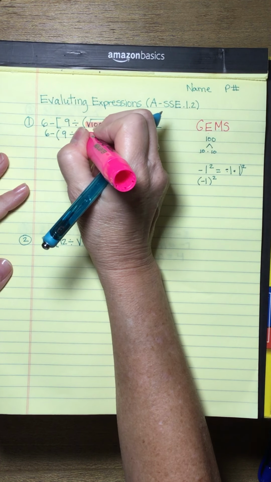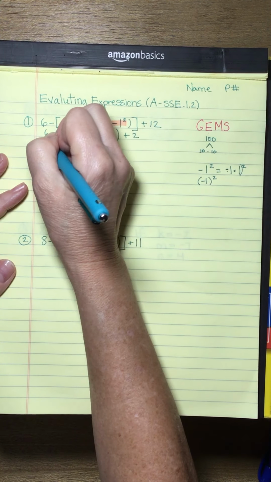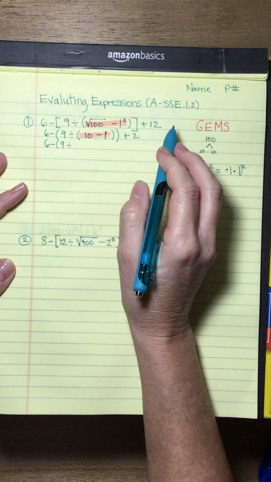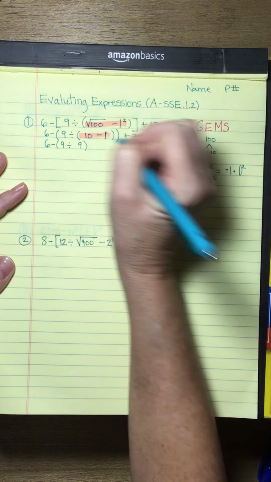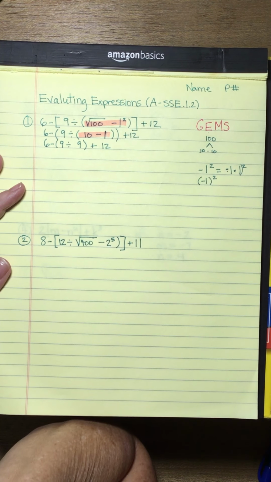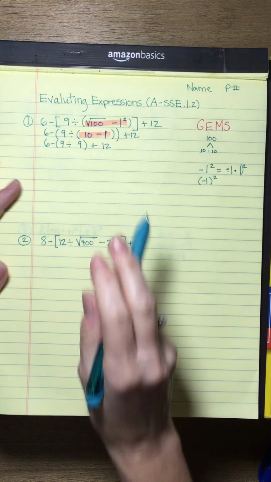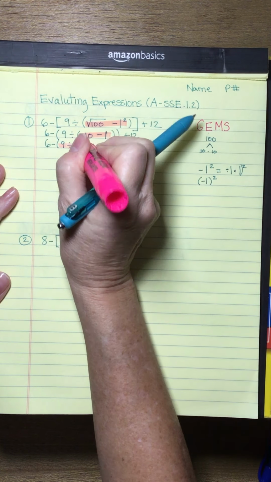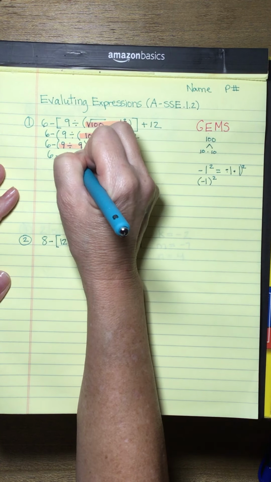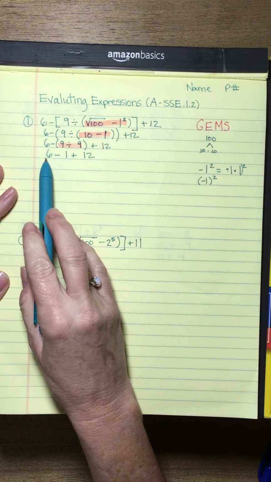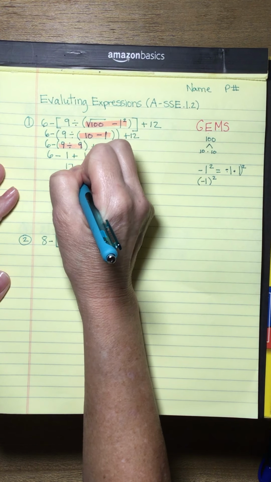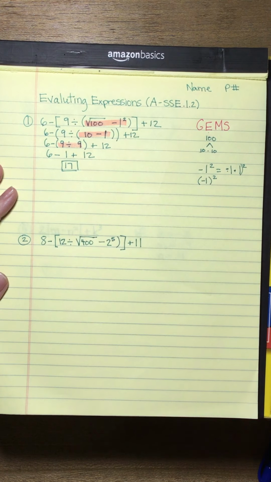All right, so after that, we're still working with this. We haven't cleaned it all up yet, so I'm just going to drop other information down. And then we have 10 minus 1, which is going to be 9, plus 12. All right, now I'm going to work with this grouping. We have 6 minus 9 divided by 9 is 1 plus 12. And then we can do this all together. So 6 take away 1 is 5, and 5 plus 12 is 17. So our final answer for that one is 17.